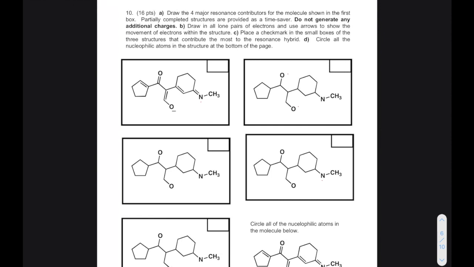Part B says draw all lone pairs of electrons and use arrows to show the movement of electrons within the structure. C, place a check mark in the small boxes of the 3 structures that contribute the most to the resonance hybrid. D, circle all the nucleophilic atoms in the structures at the bottom of the page here. All right, so I'll let you interpret that problem.